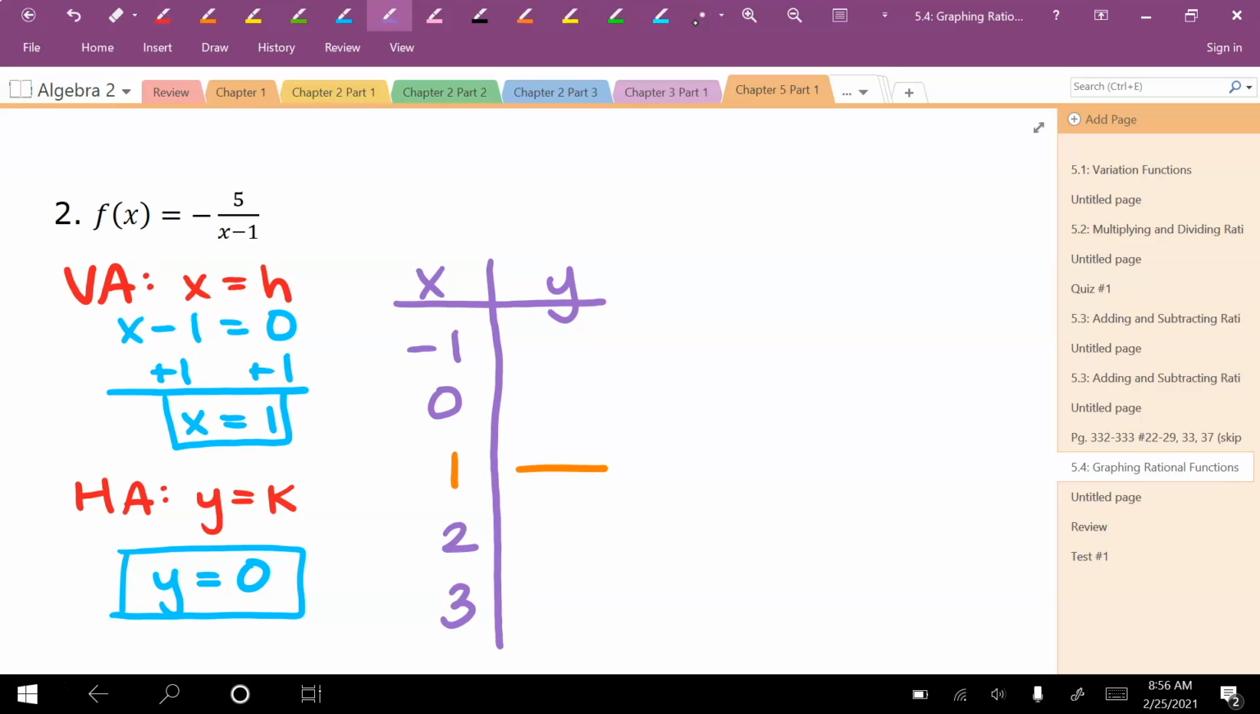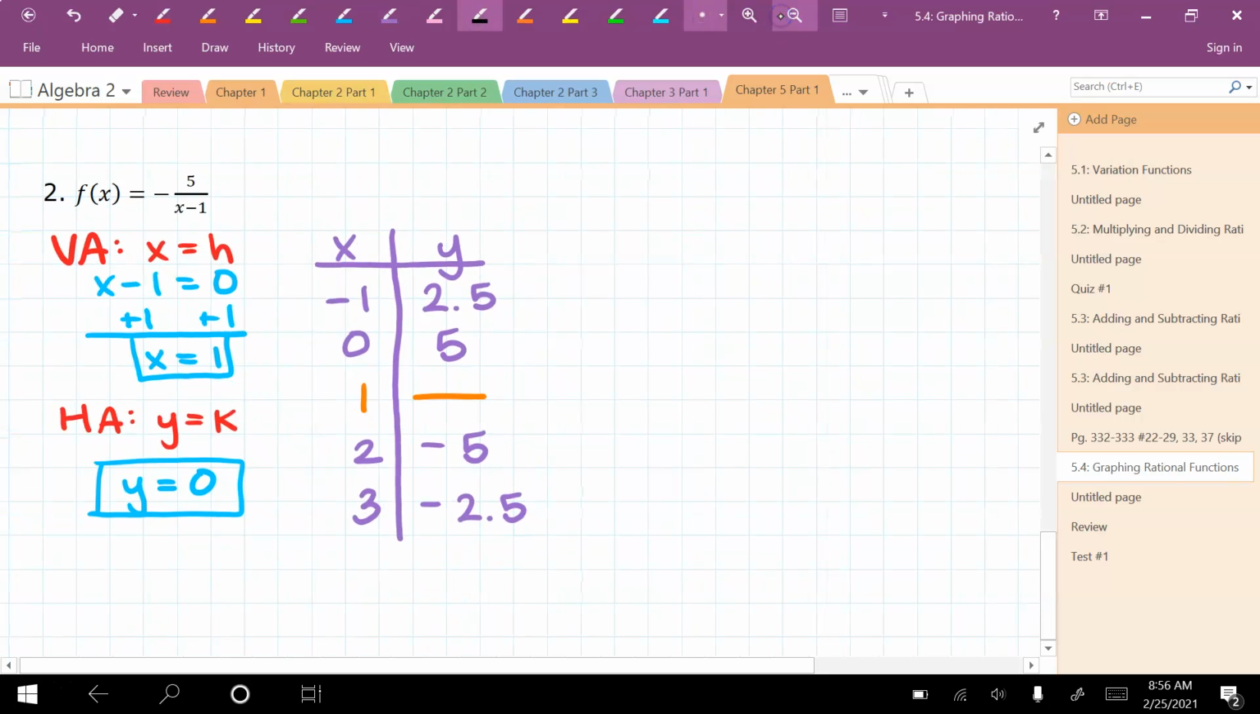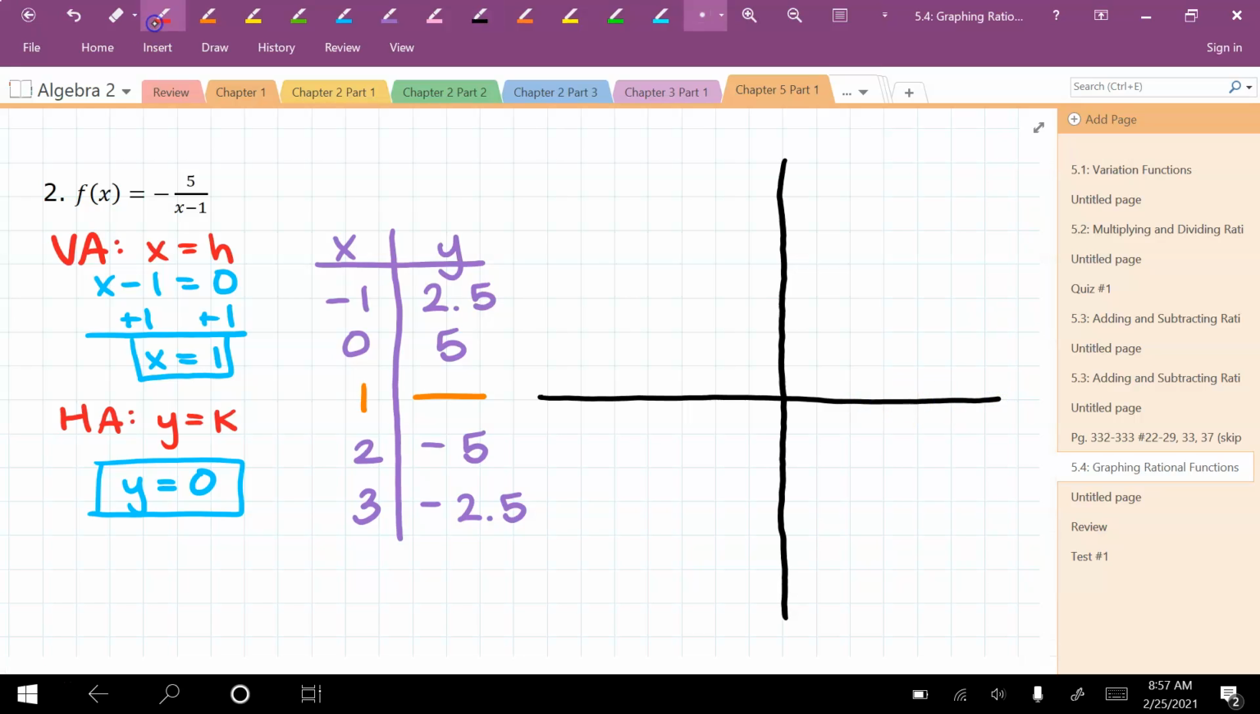Okay, to fill this out here, at negative 1, I got 2.5. When it's at 0, I get 5. Positive 2, I got negative 5. And positive 3, I got negative 2.5. So we're going to go ahead and graph it now if you haven't done that yet. I'm going to start by drawing in my asymptotes first. So x equals 1. Go to positive 1 on the x-axis. Draw a vertical line through that point.